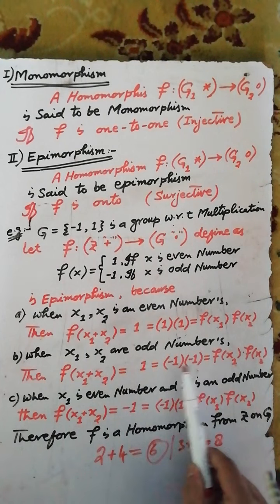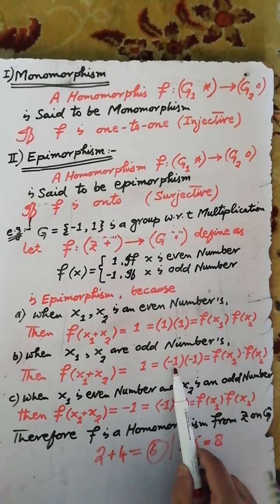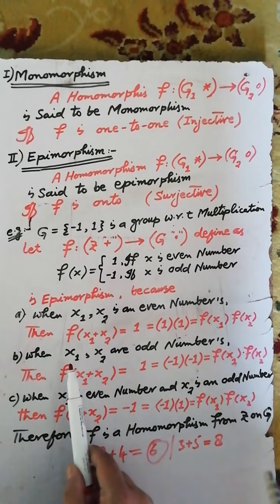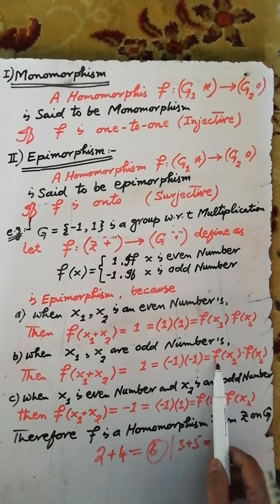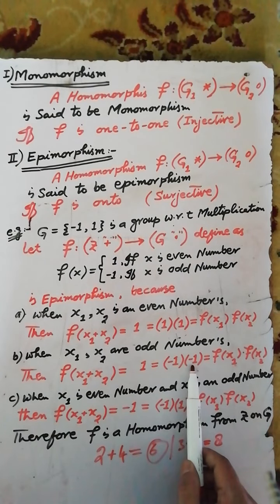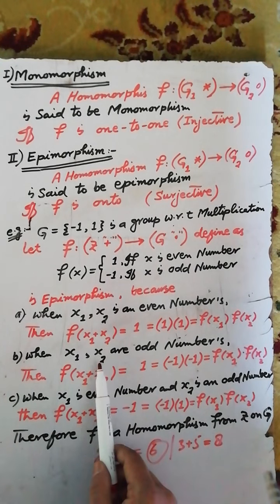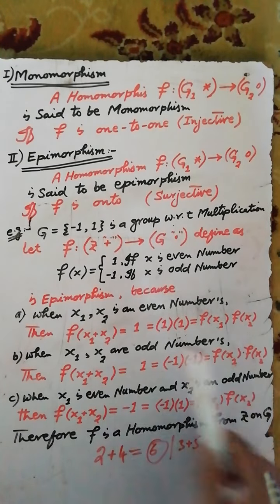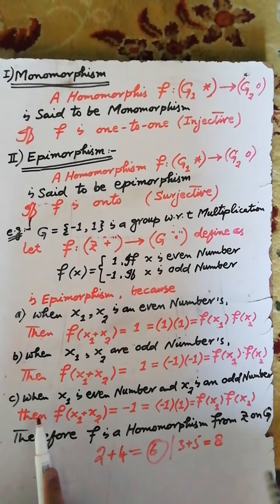and 1 is equal to minus 1 multiplied by minus 1, and minus 1 is the image of the element x1 under the given function f, and minus 1 is also the image of another odd number x2 under the given function f, as defined above.